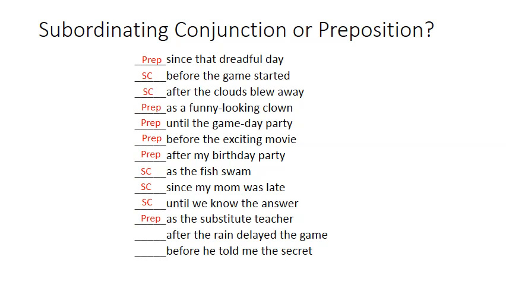"After the rain delayed the game." "Rain" can be a subject. "Delayed" is a verb. So "after" is a subordinating conjunction, and that is a dependent clause. "Before he told me the secret." "He" is a subject. "Told" is the verb. "Before" is a subordinating conjunction, and that is a dependent clause. So as you see, you have to be careful about those five words. They can be subordinating conjunctions or prepositions depending on how they're being used in that sentence. So let's move on.